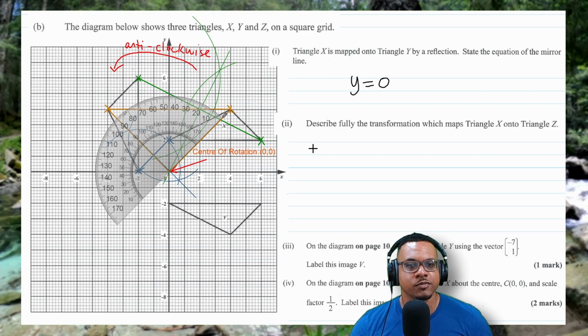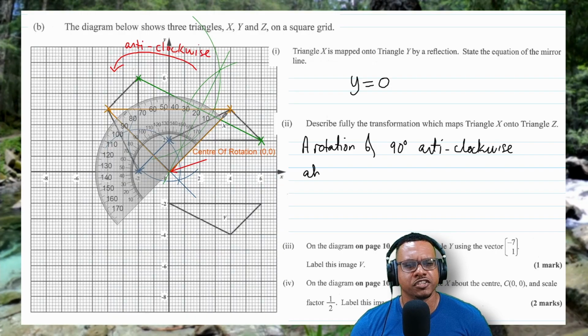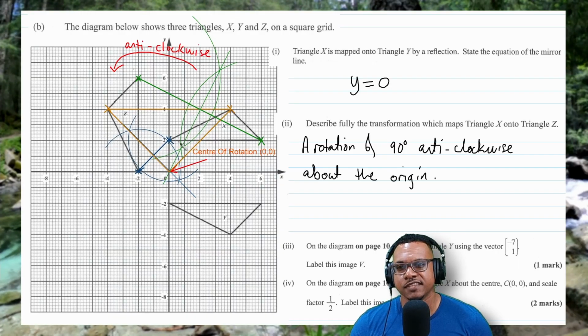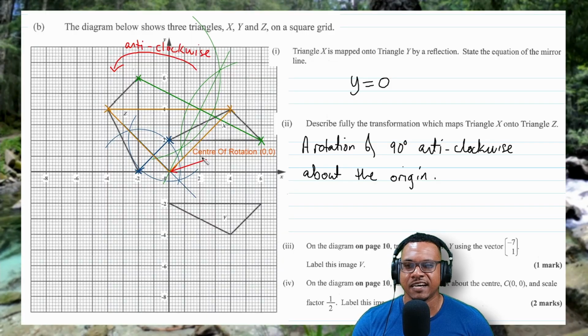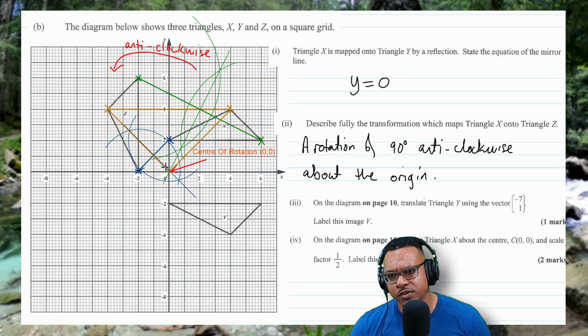So to describe this transformation fully, I'll say a rotation of 90 degrees anti-clockwise about the origin. All right, so this is the thing about rotation. To get the angle of rotation and center rotation and stuff like that, things get pretty jumbled up. But that's the nature of it. So what I'll just do is try and highlight this 90 degree here. This is my angular rotation here, 90 degrees. So I'll put a little box here.